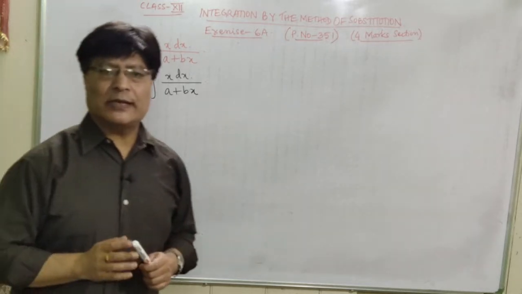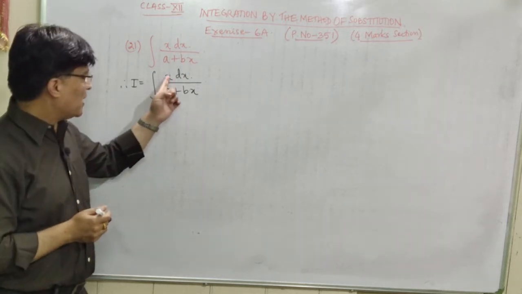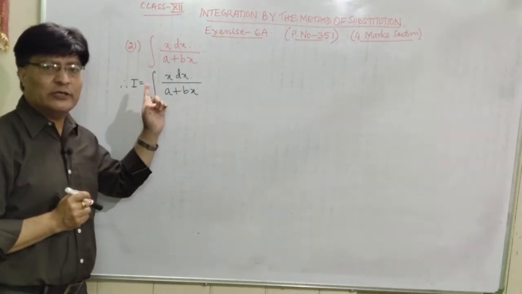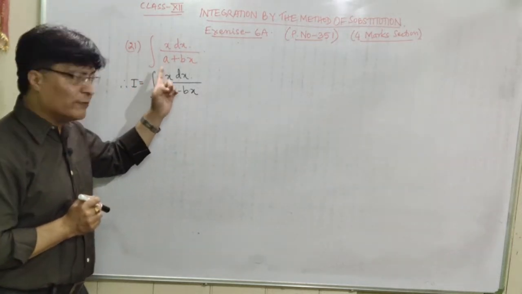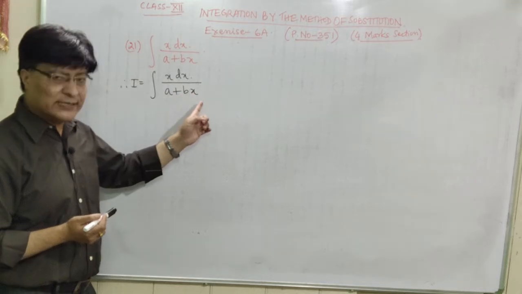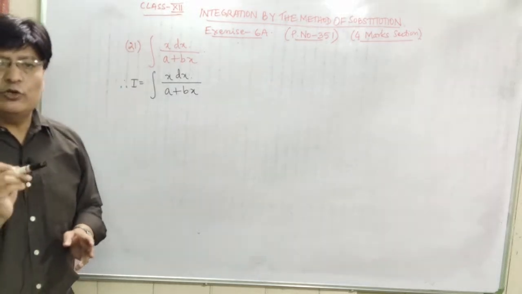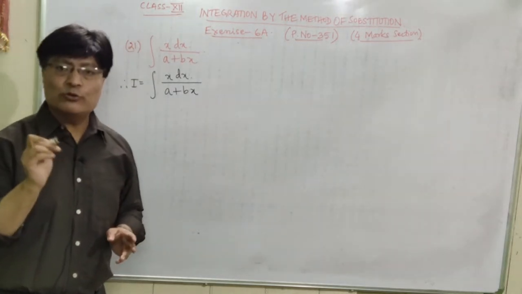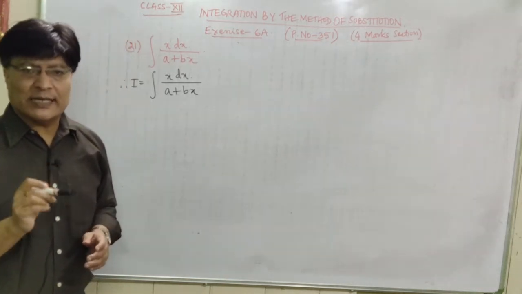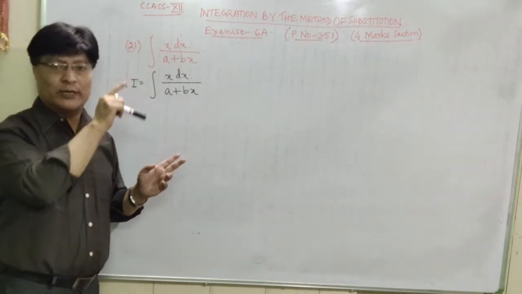So for this expression I already told you about the method. If the expression is x divided by a plus bx, what is the highest power of x in the numerator? It is 1. And what is the highest power of x in the denominator? It is also 1. So if the highest power of x in the numerator and the denominator are the same, whatever is there in the denominator, write it in the numerator.